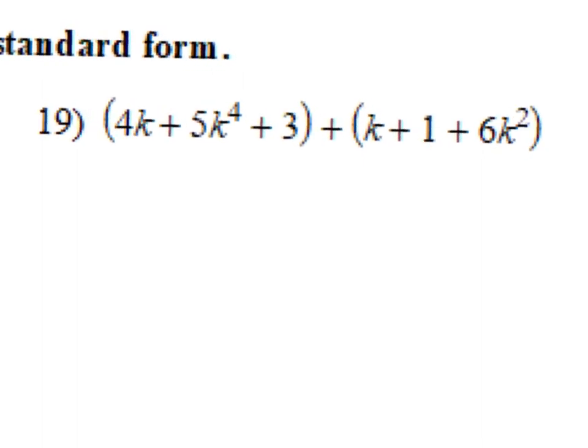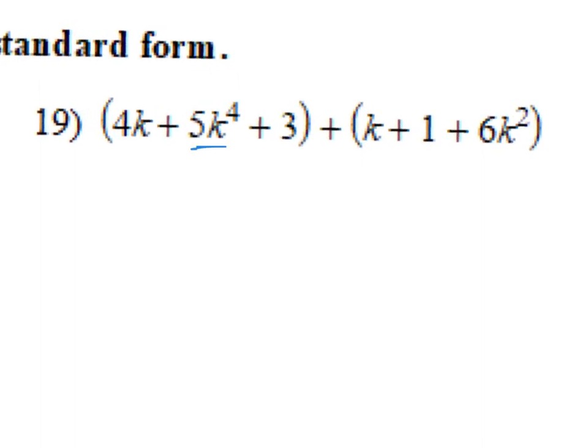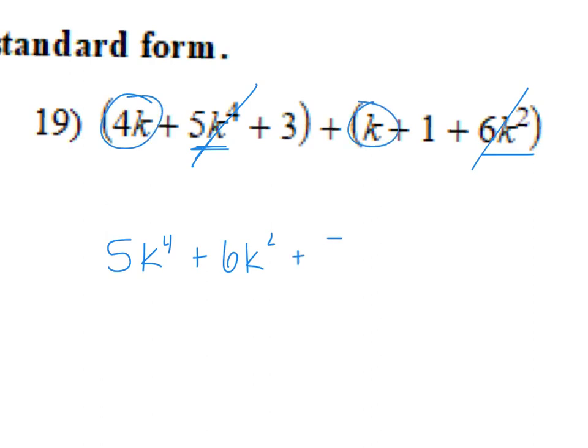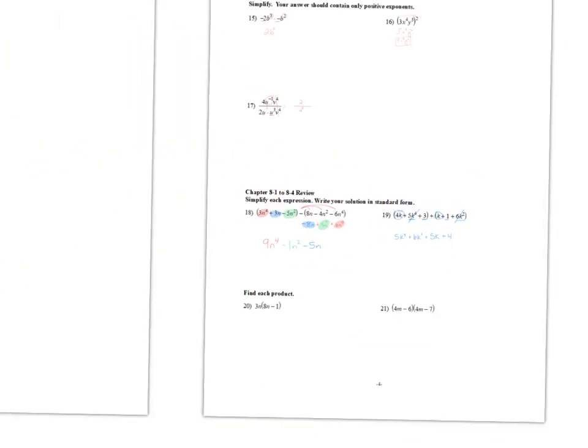Okay, on this guy, we're going to go ahead and add them up. So we're just combining like terms. There is no other k to the fourth, so I'm going to start with 5k to the fourth. Again, always go to your biggest exponent first. Then the next guy, I've got 6k squared, so plus 6k squared, because there's no other k squared. Now on my k's, I've got 4 and 1, so that would be 5k. And then I've got 3 and 1 for 4, plus 4. And that's your standard form.